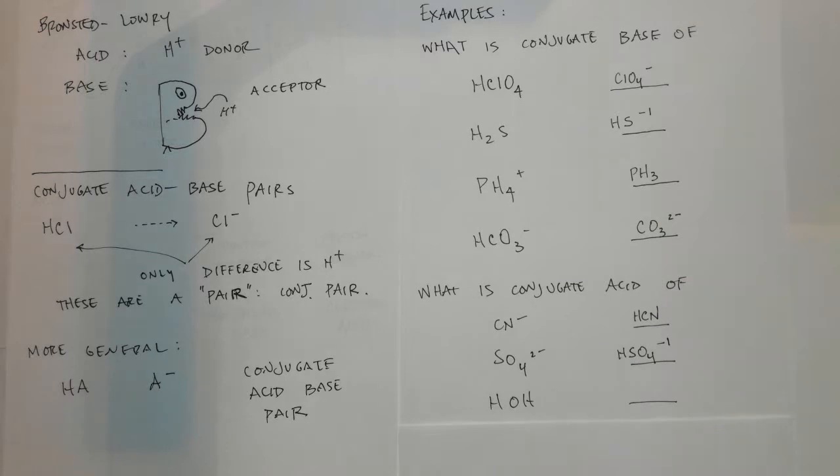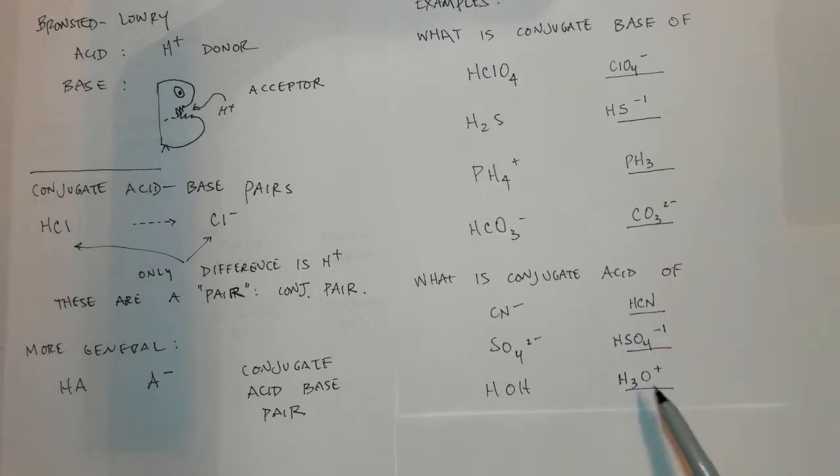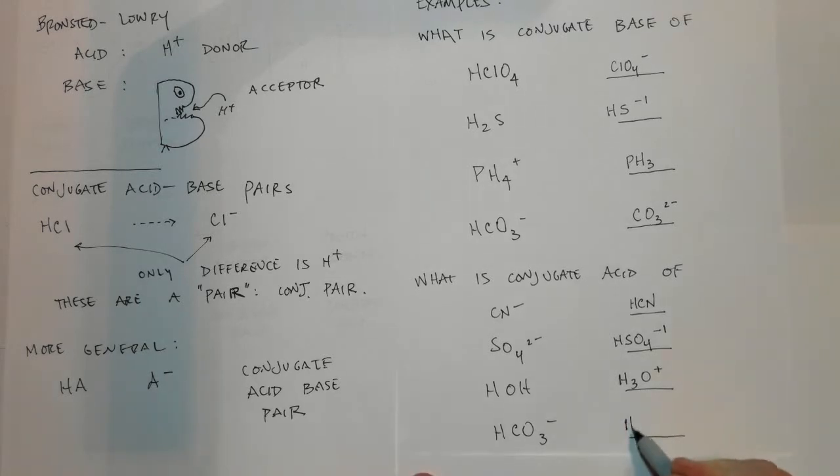HOH, gain a hydrogen, H3O+. So this would form the hydronium ion. That would be the conjugate acid of water. Last one, conjugate acid, gain a hydrogen, H2CO3. It would go up in charge one space. Good luck with your conjugate acids and bases.